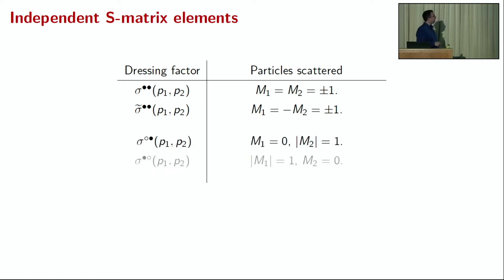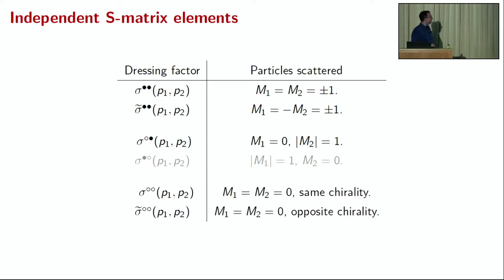Then there is one dressing factor where one particle is massless and the other one is massive. Doesn't matter whether it's plus 1 or minus 1. And of course, there is also another one where I exchange them, the one which I wrote in gray here, where you have first massive and then massless, is related by unitarity to the other one. But sometimes it's useful to write nice equations to keep both of them, makes things more symmetric, so I just put it there. But only one is independent. And then there is one where both particles are massless. And here you just have to distinguish whether they have the same chirality or whether they have opposite chirality. So all in all, we have to fix these five dressing factors.